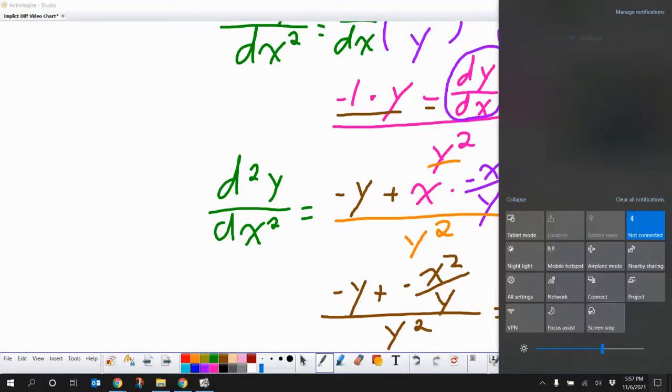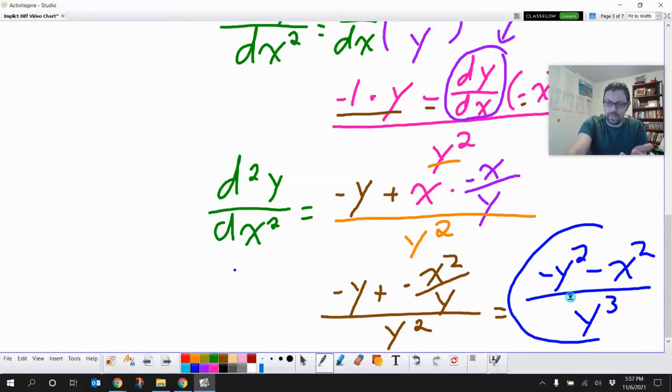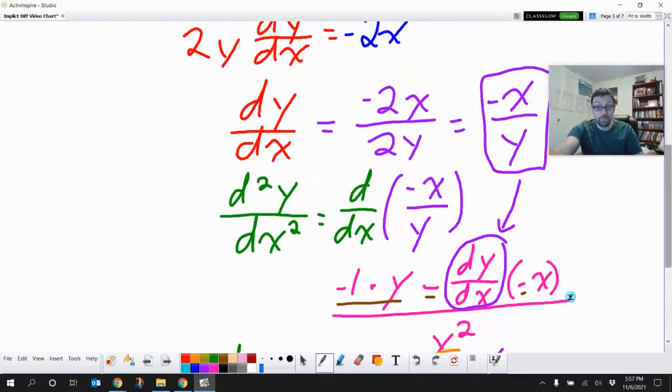Oh, can I circle? What is this? I don't want that, whatever that is. There we go. Cool. That is our d squared y over dx squared, or our second derivative. Our first derivative was that negative x over y. But we found it implicitly by doing it term by term and not getting that y all by itself. Let's try another.